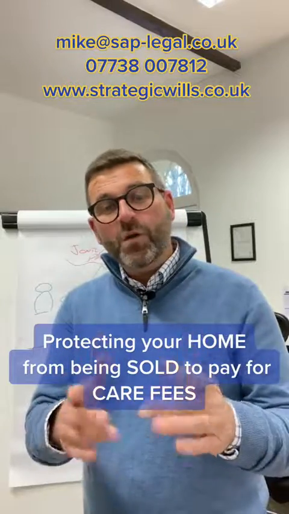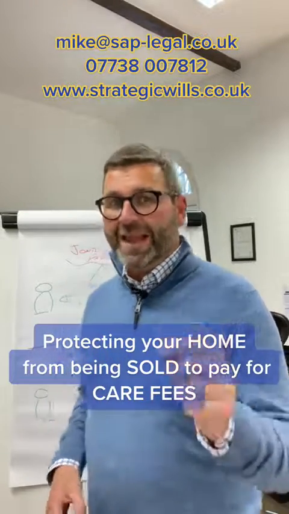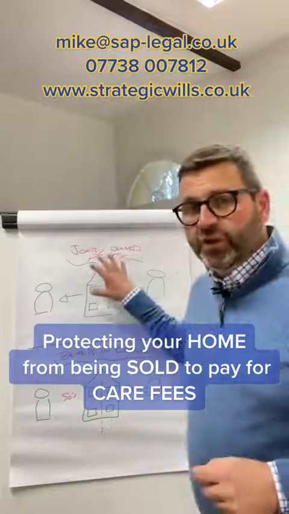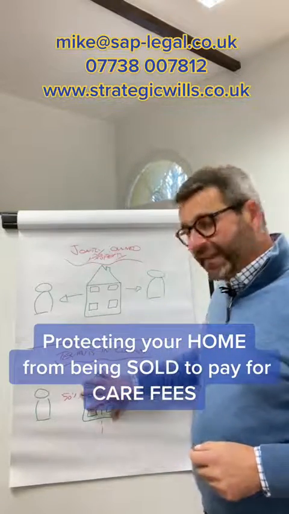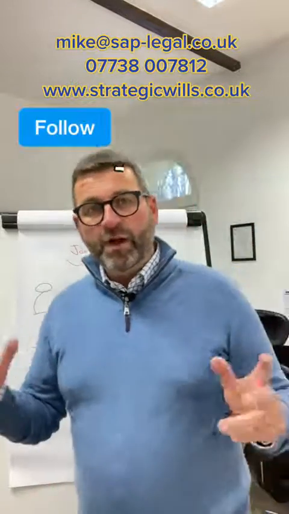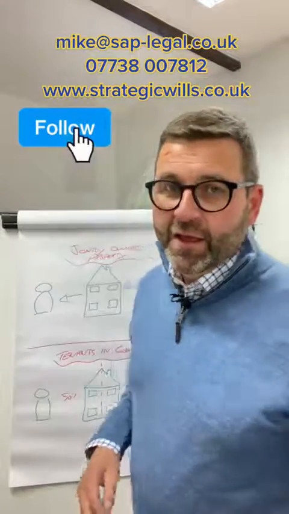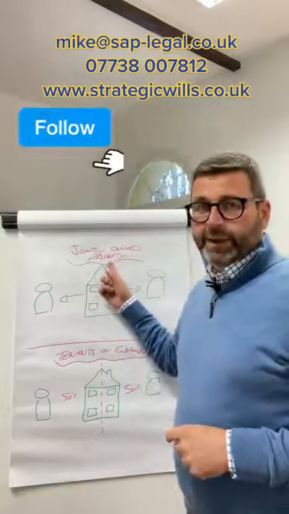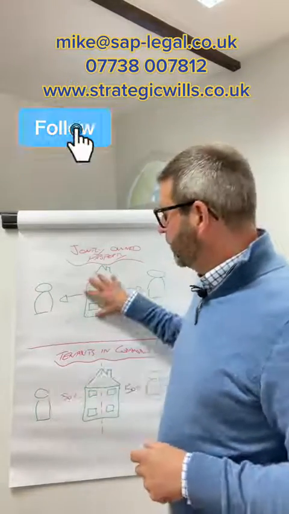Okay, in today's video, I wanted to go back over and recap the difference between jointly owned property and tenants in common. Now, if you own a property with somebody else, husband or wife or partner or whoever it may well be, the chances are that you own it jointly. Jointly means that you both own it 100%.